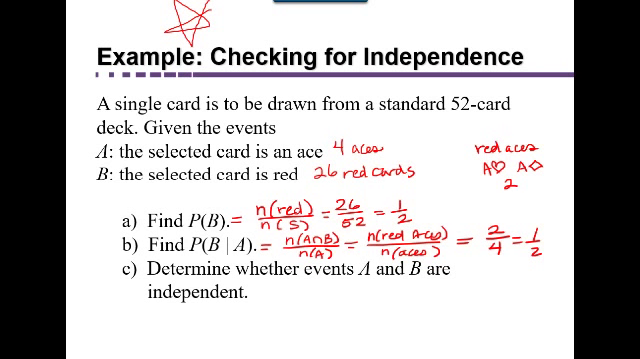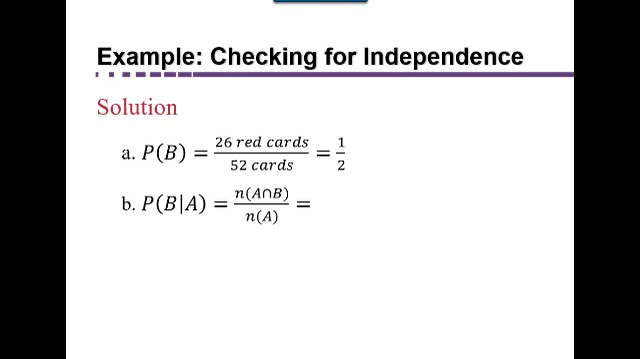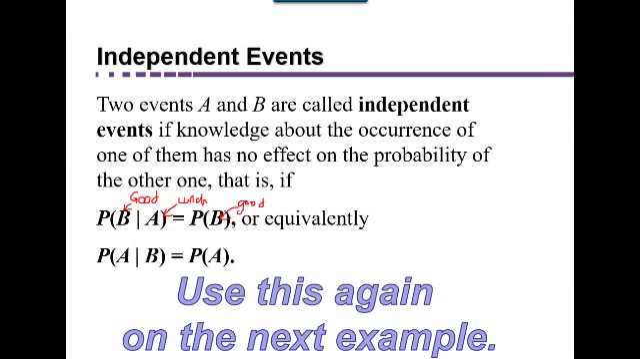So in fact, knowing that the card was an ace did not affect or change the likelihood of drawing a red card, because either way, half of them were red. So we would say that these events are independent. Again, technically, you should also check the probability of A given that B has occurred, but we're going to skip that part. Okay.